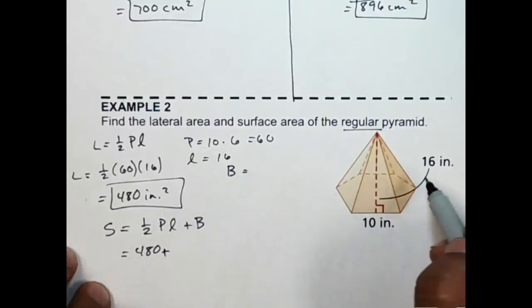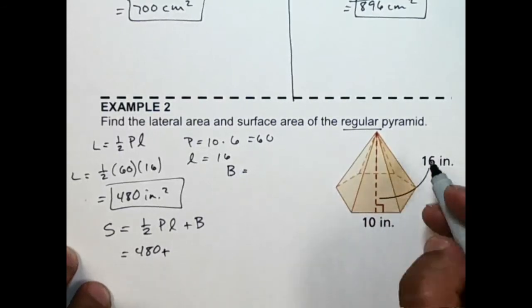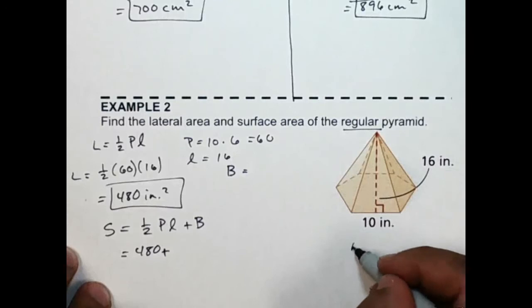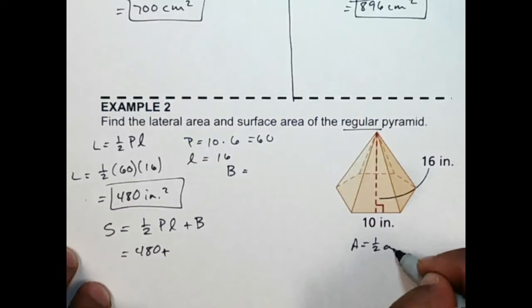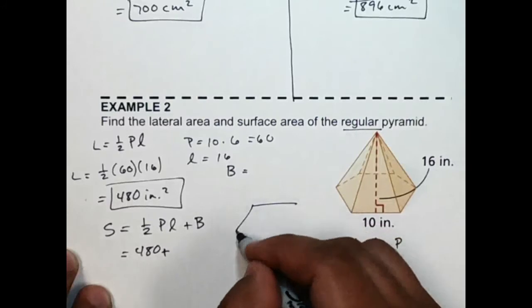Here's where you have to remember how to find the area of a regular polygon. Remember, the area of a regular polygon is 1/2 the apothem times the perimeter of the base. So we know the perimeter of the base. We have to find the apothem. So I'm going to draw a hexagon right here.